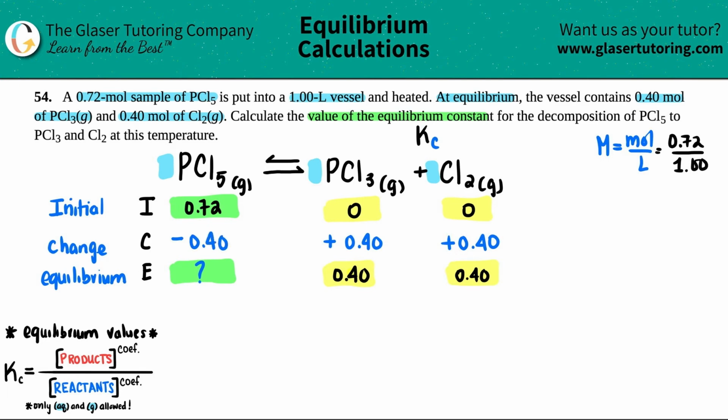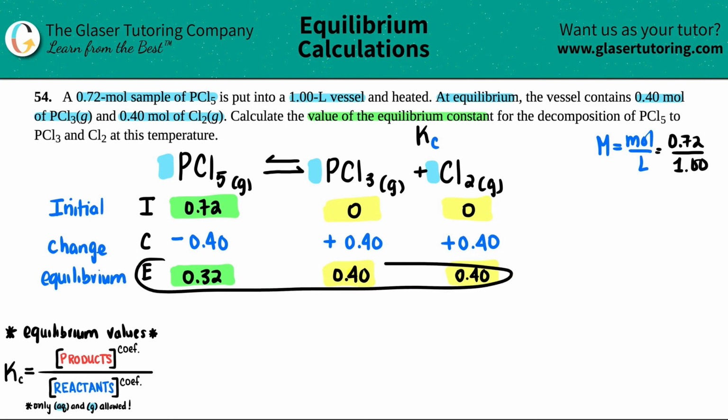0.40. And now, this is going to mess this nice color coding up, but maybe if I just write the number out, right? Or actually, I'll highlight this, and then we'll do it again. So now if I do 0.72 minus 0.4, I get 0.32. And now I have all my equilibrium values. These are used in the Kc formula, or we'll say Kc equation.